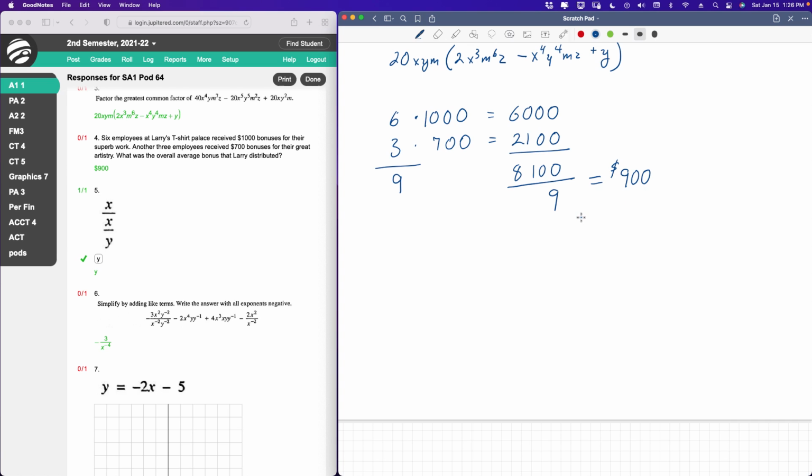Do you see how that works? It's the overall average. And that's where you take the total number of people and total amount of money he paid out, regardless of to who, and you average it all out evenly. So he gave out 9 bonuses for an average of $900 a piece. And that would be the number here, $900. All right, let's clear the page.